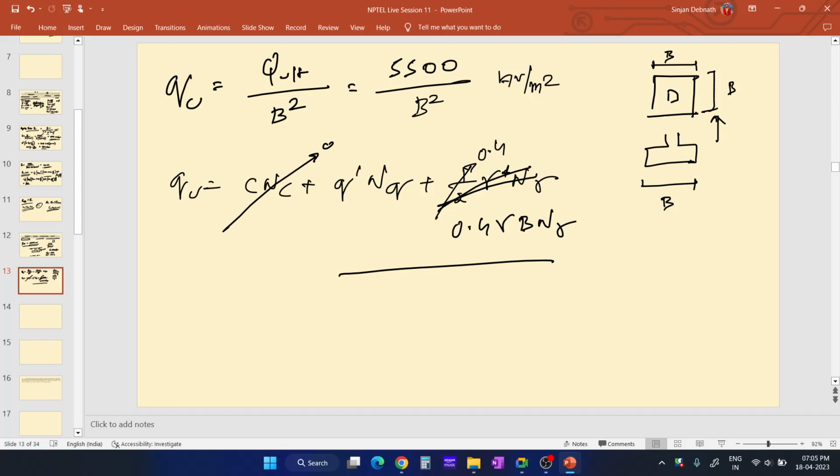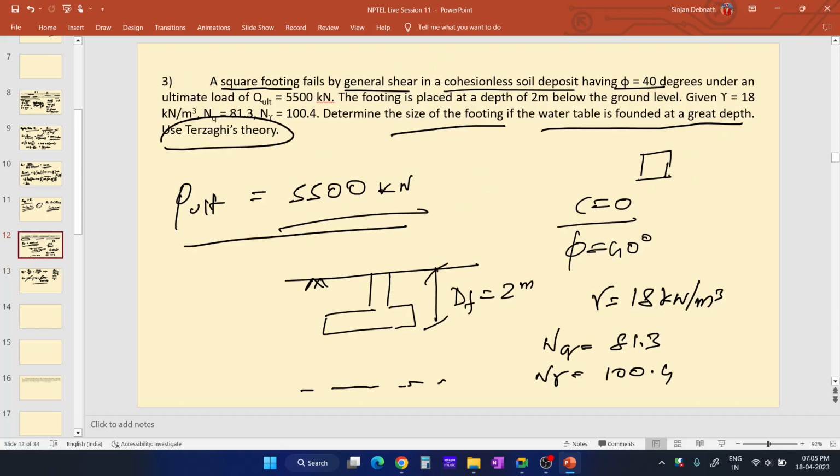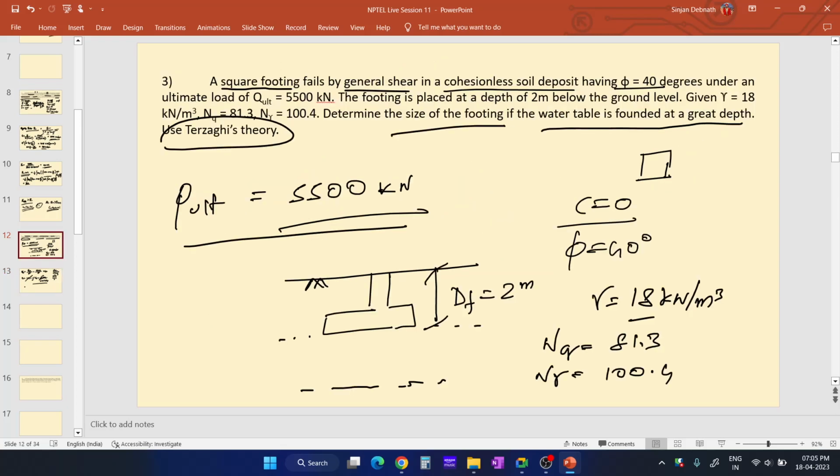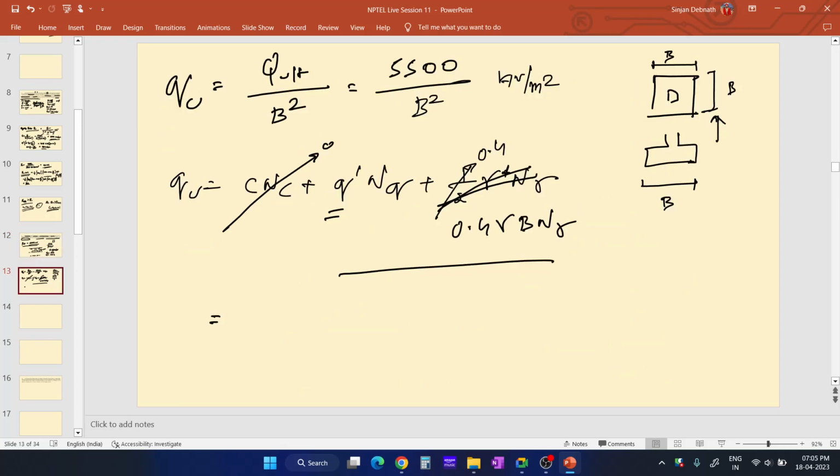So only the remaining parts stay, and q dash. We need to find the effective overburden pressure at the foundation depth, that is at Df. The unit weight is 18 and Df is 2, so q dash is gamma into Df, which equals 2 into 18. So qu equals q dash Nq plus 0.4 gamma B N gamma. We know the values of all the parameters.